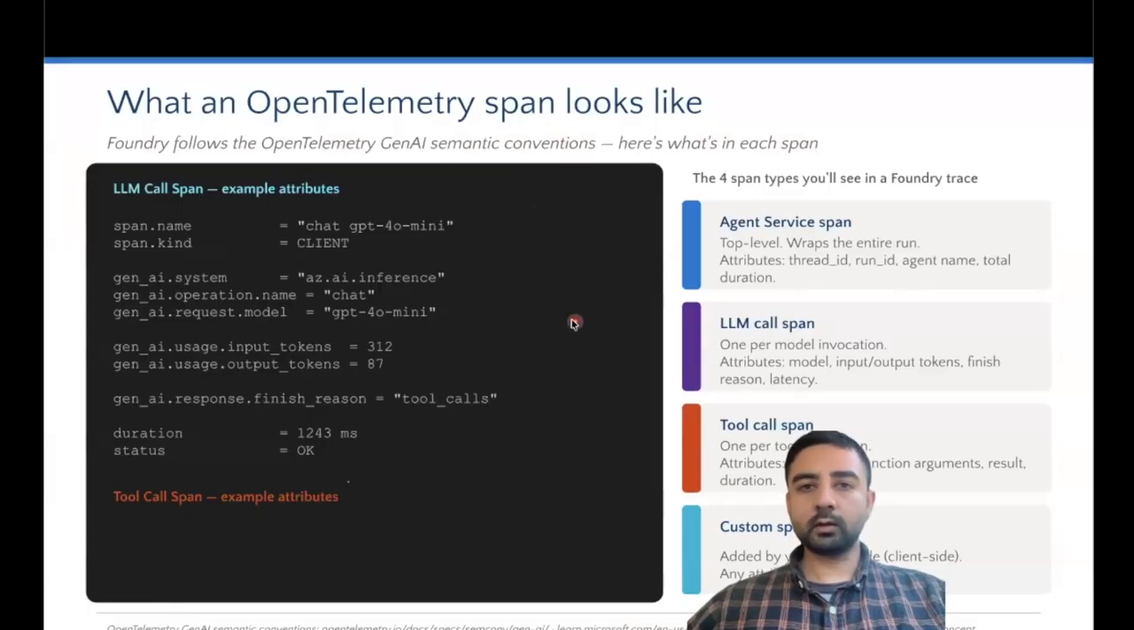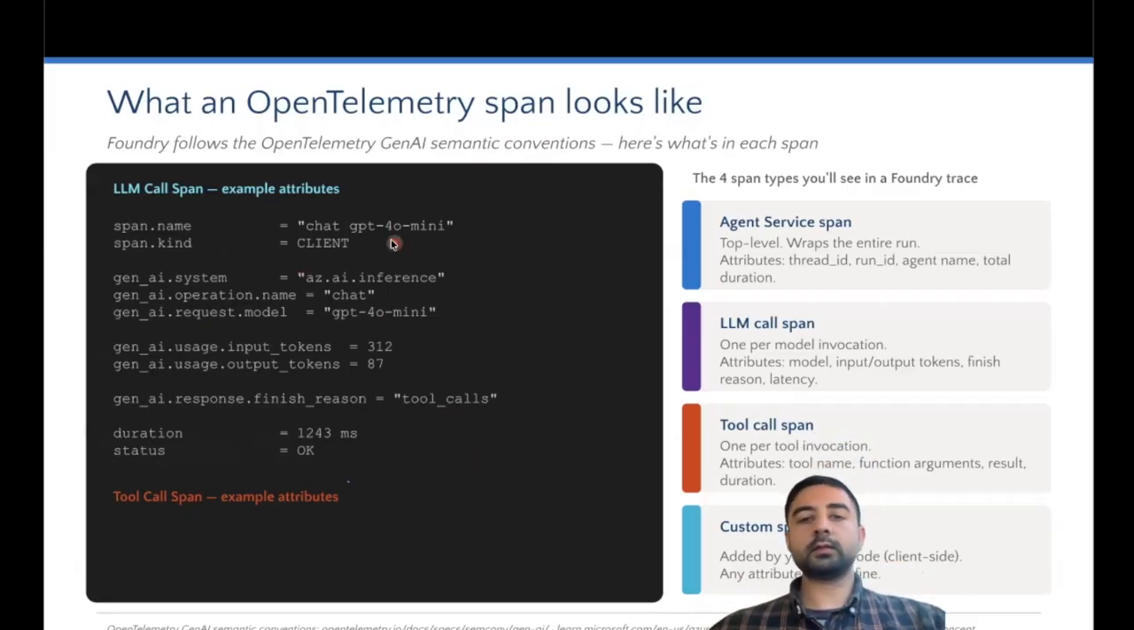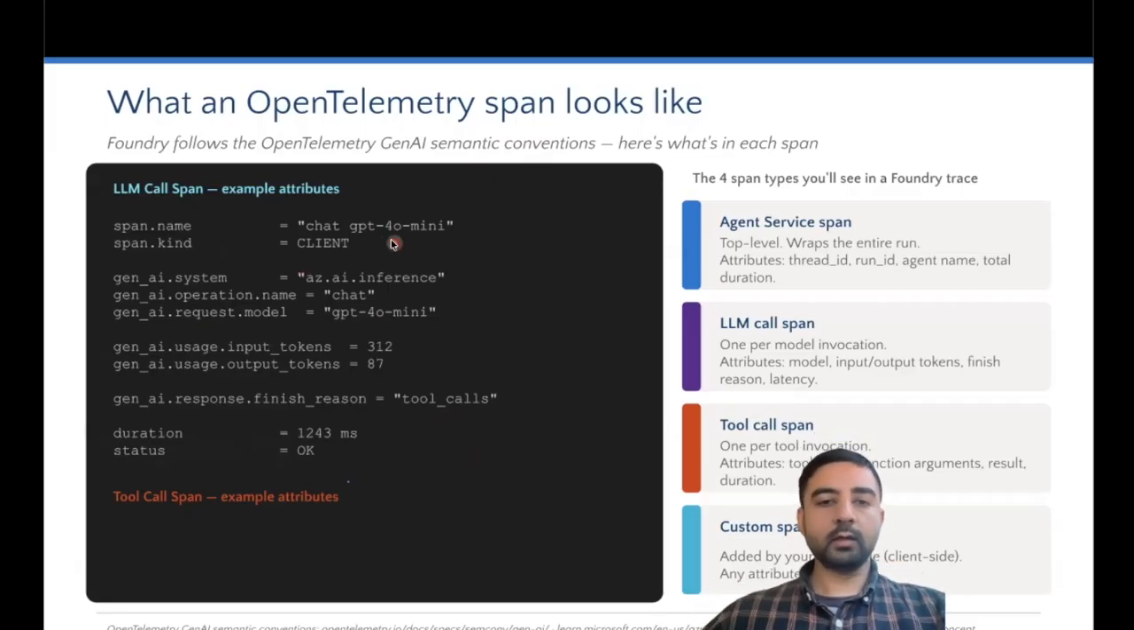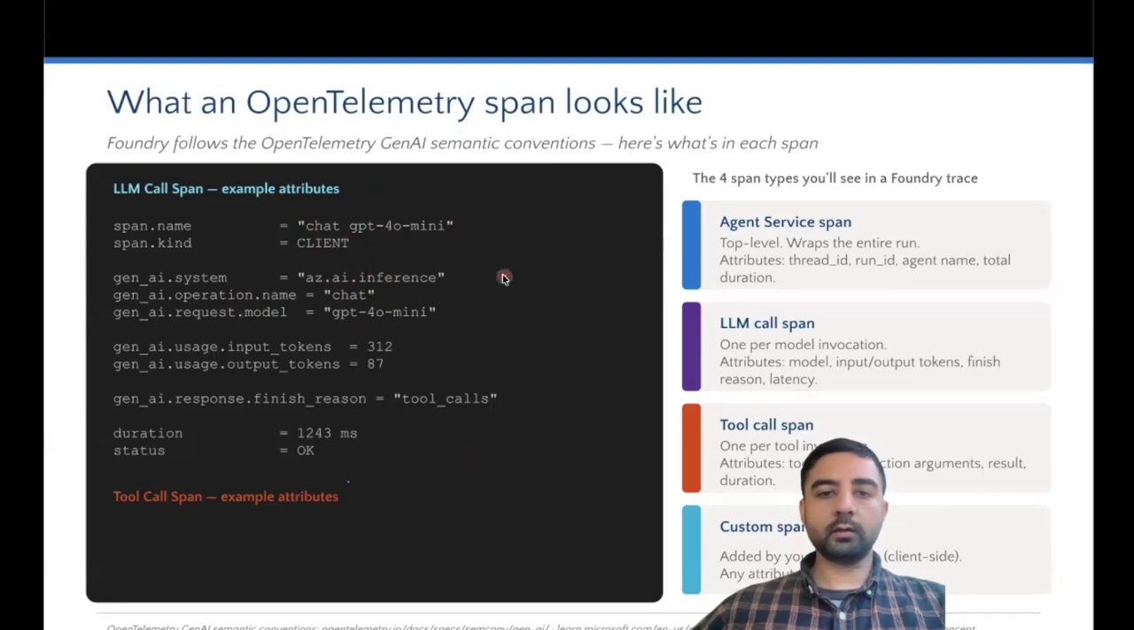And then this is what the OpenTelemetry span looks like, which I've already shown you. So on the left, there is a real example of the LLM call span. So this is for the GPT-4o mini model, but you can select any span name and then follow these OpenTelemetry GenAI semantic conventions.